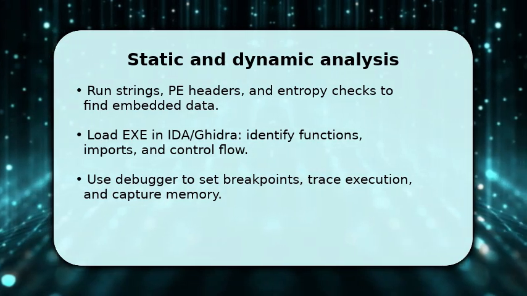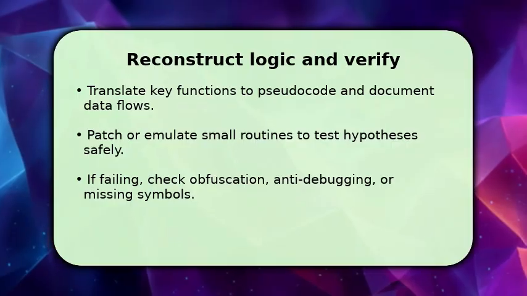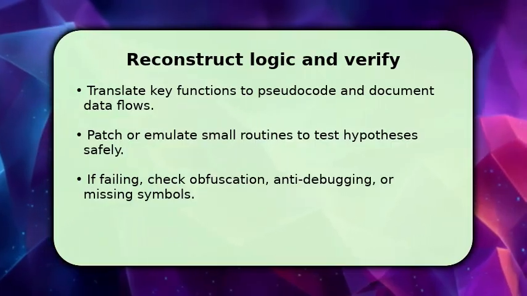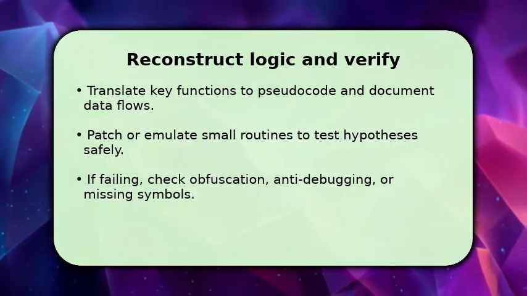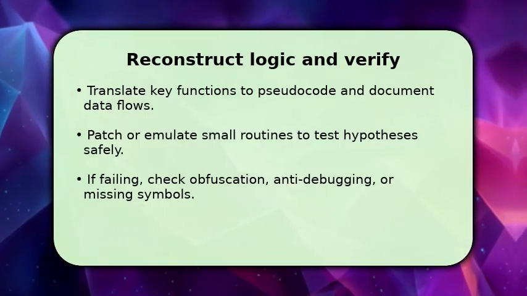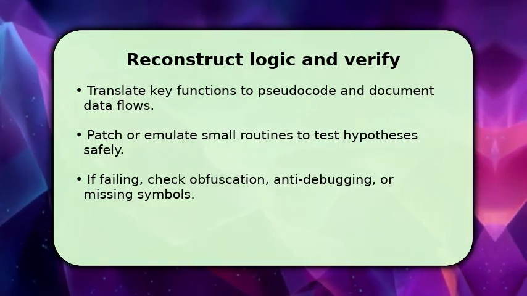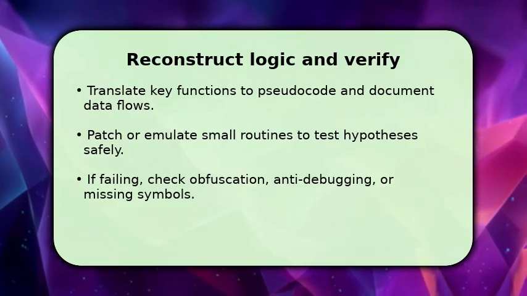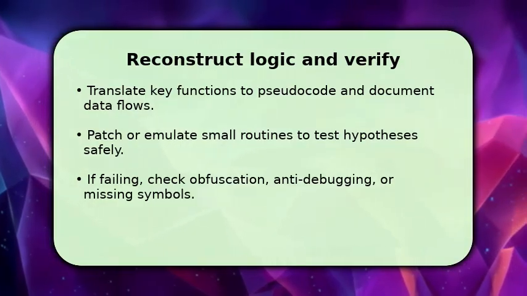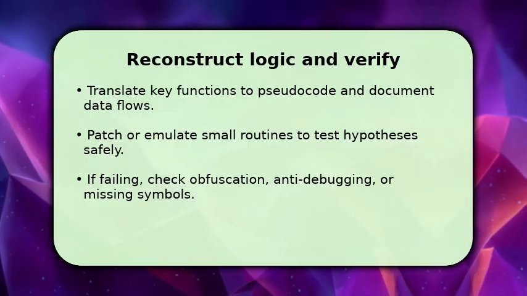You finish by extracting pseudocode for critical routines and mapping data flows between functions and files. This reconstructs the program's intent. Once done, iteratively verify by patching a simple function or emulating behavior in a sandbox, then run tests with known inputs to confirm your reconstruction.